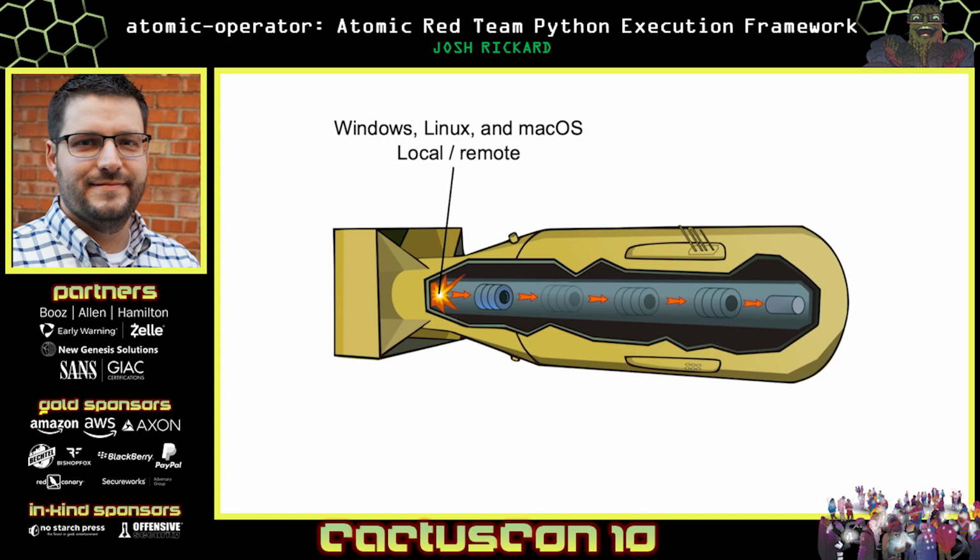So Atomic Operator can run tests on Windows, Linux, and Mac OS systems, both locally and remotely. What that means is that if I'm on a Windows host, I can SSH into a Mac OS or Linux if it's open and run those tests. If I'm on Mac OS or Linux, I can actually remote into a Windows host using PowerShell remoting, or vice versa. Any combination thereof, which is a huge winner from the project. That's kind of one of the main drivers that I think sets it apart.